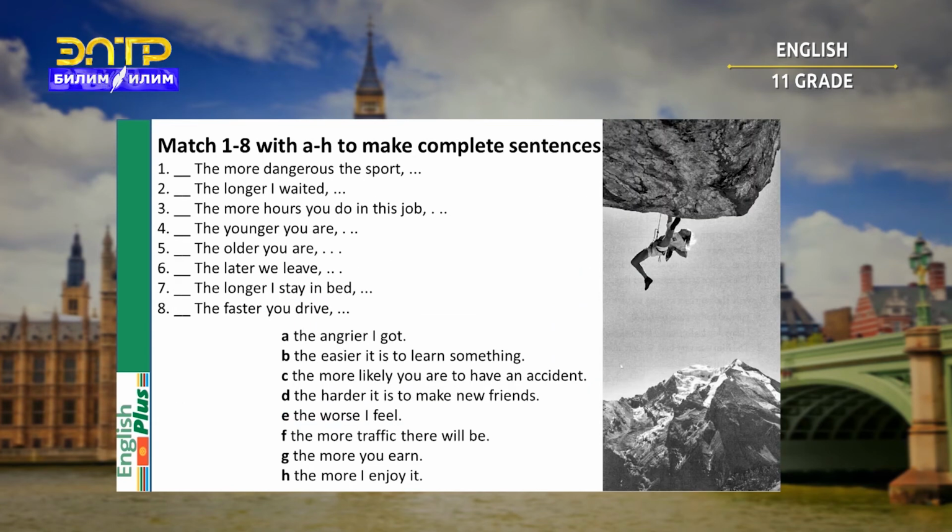Now, let's continue. On the screen, you see sentence halves. Under numbers from 1 till 8, you can find the beginning of the sentence. Below, under the letters A, B, C, D, E, F, G, H, you find the end of the sentences. Your task is to match the beginning of the sentence with the end of the sentence to make complete sentences. I will help you. We'll do the first sentence together.